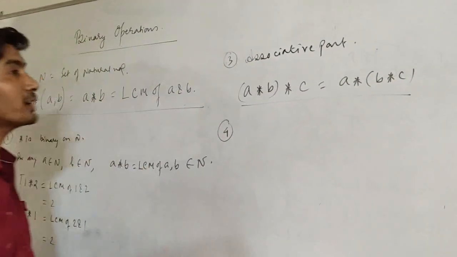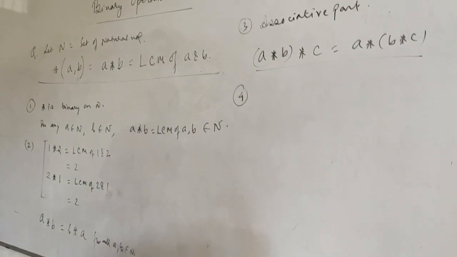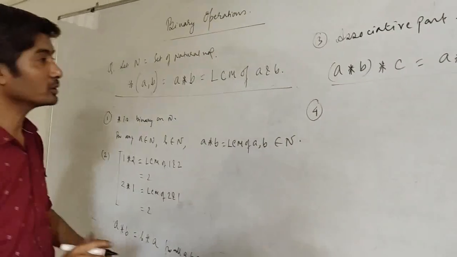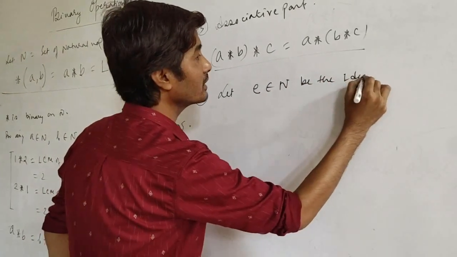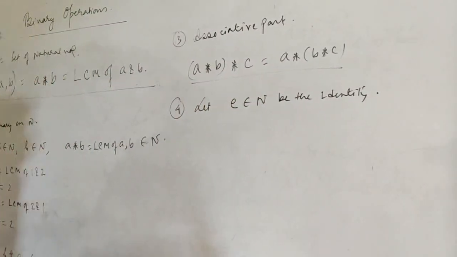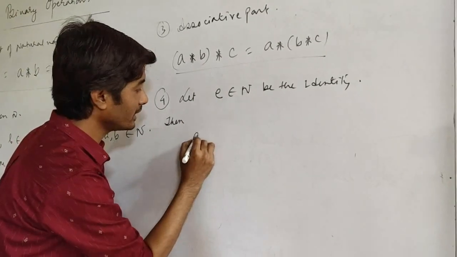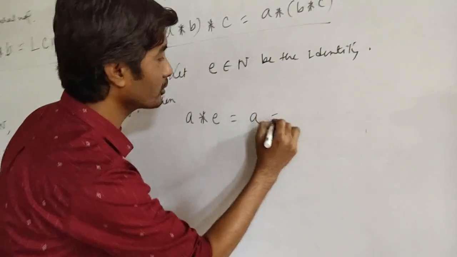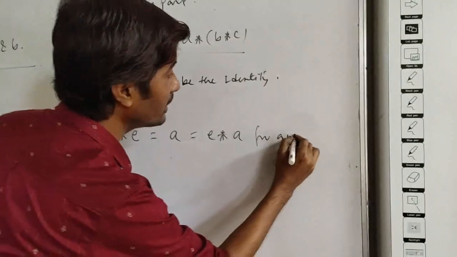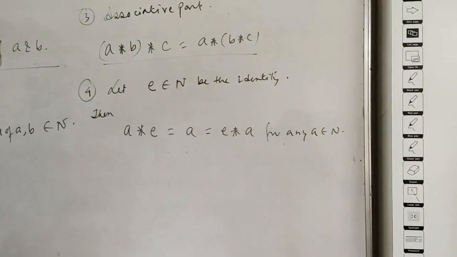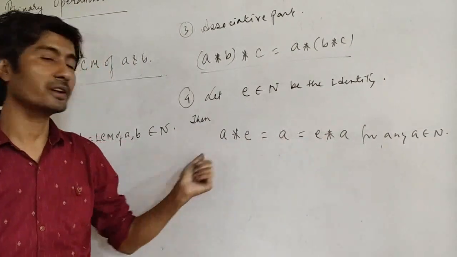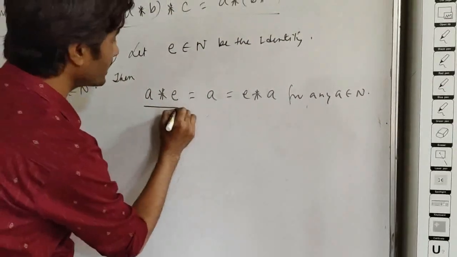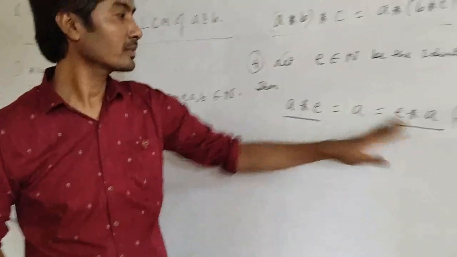Then I will try to find out the identity here with respect to the star operation, if it exists. So what do we do? I assume that E belongs to N is the identity. Then I can write A star E equal to A equal to E star A for any A belongs to N. That is nothing but the definition of identity. Since E is the identity we have taken, this condition must be satisfied. Here A star E is already equal to E star A, because I have already proved that star is commutative.